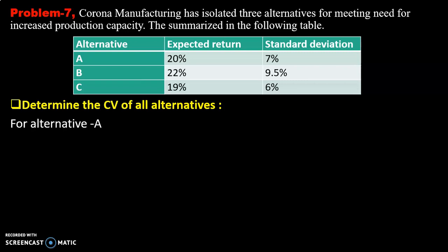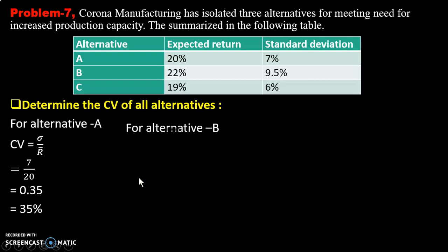Alternative A, CV equals sigma divided by R bar. Here, for alternative A, sigma, the standard deviation, is 7% divided by R bar 20%. It will be 0.35 or 35%.